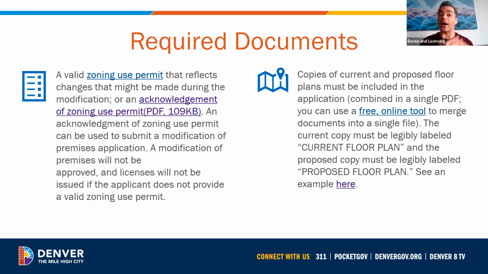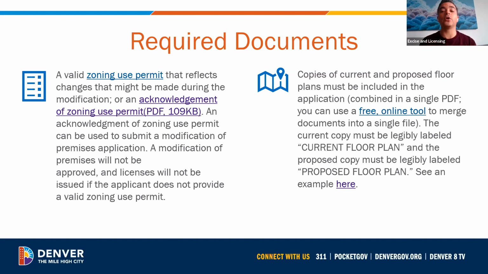So if you're able to make the changes without updating your zoning use permit, it's always good to check that with the zoning team by emailing zoning.review@denvergov.org. Next, your copy of the current and proposed floor plan must be included in a modification of premises application. You will combine that into a single PDF. We have here and a link on our website to a free online tool where you can merge those documents into a single file. You will have the current copy that must be legibly labeled current floor plan, and then a proposed copy that must be legibly labeled proposed floor plan. We will look at those two documents side by side when we are evaluating your modification of premises application. So it is required that you submit both the current and the proposed.